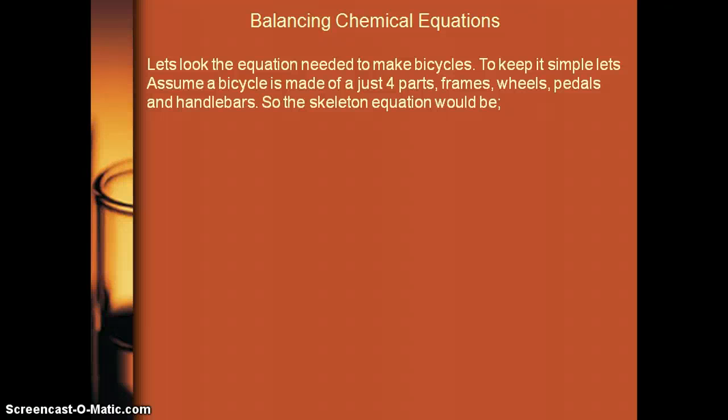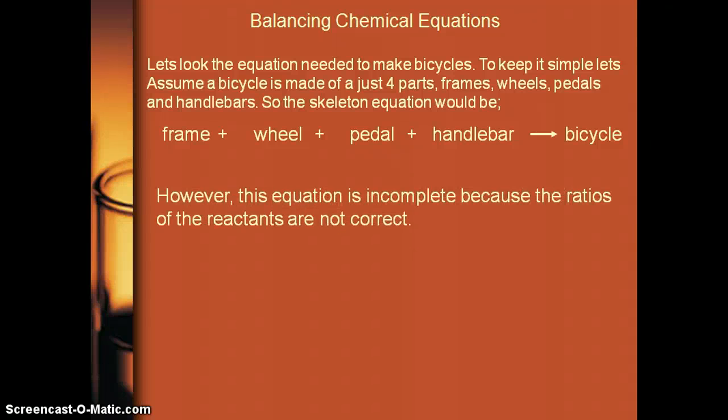So the skeleton equation would look like this. It'd be a frame plus wheel plus pedal plus handlebar equals bicycle. So this would mean that these things could react together to produce a bicycle, or could be placed together to produce a bicycle. Now the problem is this equation isn't really complete. It's the skeleton. It is all of the parts that make a bicycle, but it's incomplete because the ratios aren't correct. If I were to give you a frame, a wheel, a pedal, and a handlebar, you wouldn't be able to make a bicycle out of that. So the ratios of the reactants aren't correct here.